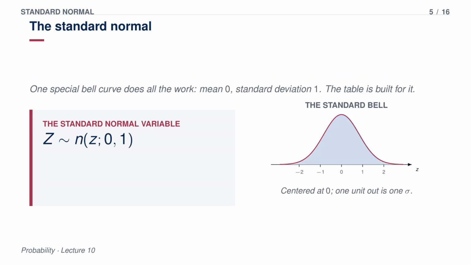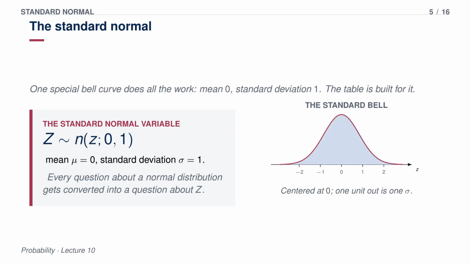A table for every possible mu and sigma would be infinite. The fix is one special bell that does all the work. The standard normal, capital Z distributed N of 0, 1. Mean 0, standard deviation 1. Centered at the origin, 1 unit out is exactly 1 sigma.